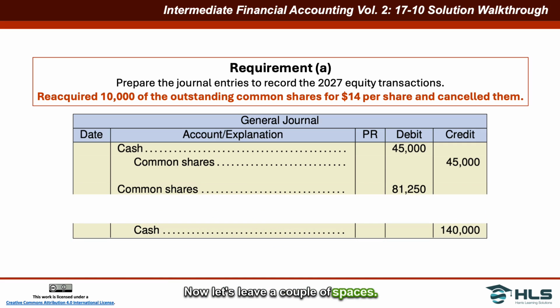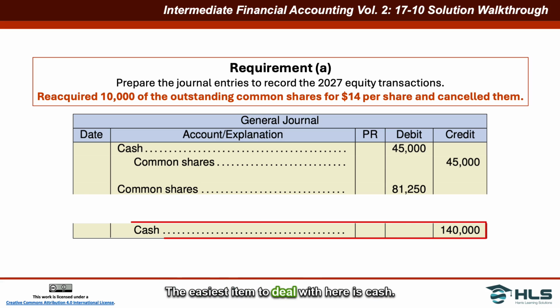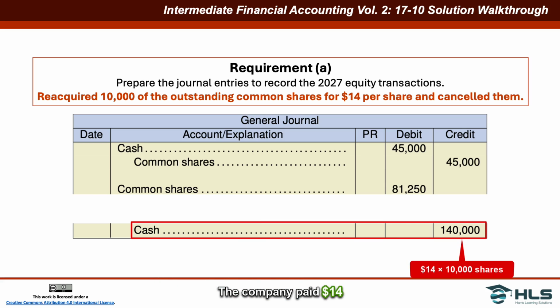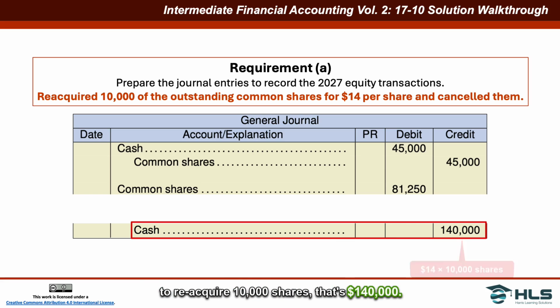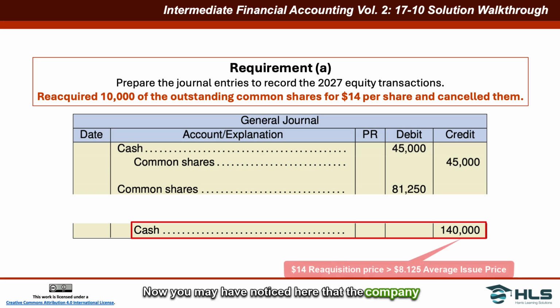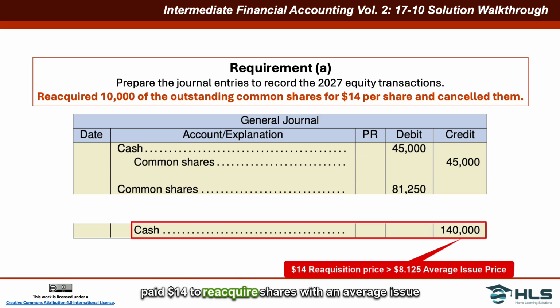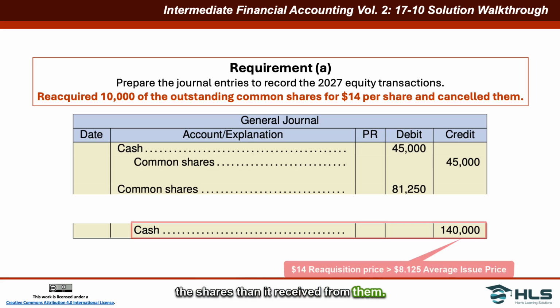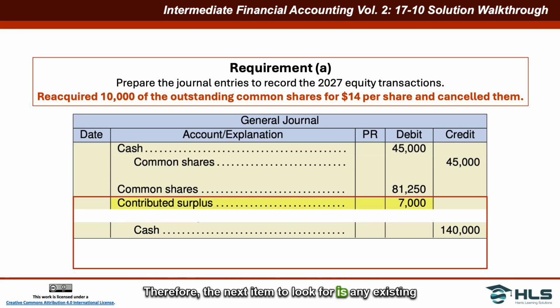Now let's leave a couple of spaces. The easiest item to deal with here is cash. The company paid $14 to reacquire 10,000 shares. That's $140,000. Now, you may have noticed here that the company paid $14 to reacquire shares with an average issue price of $8.125 per share. That means the company paid more to reacquire the shares than it received for them. Therefore, the next item to look for is any existing contributed surplus balances.